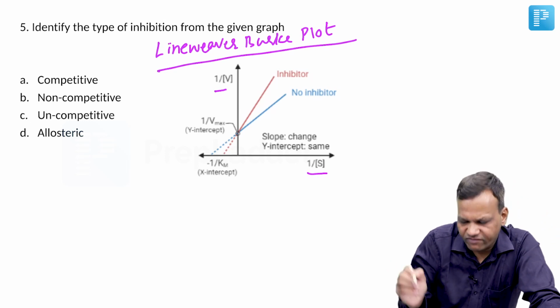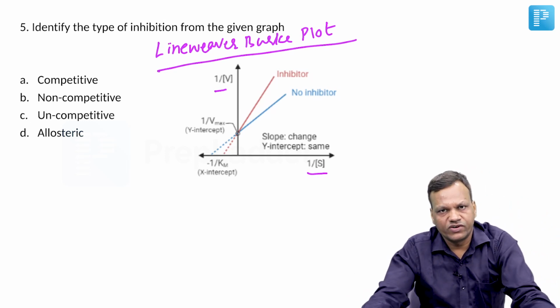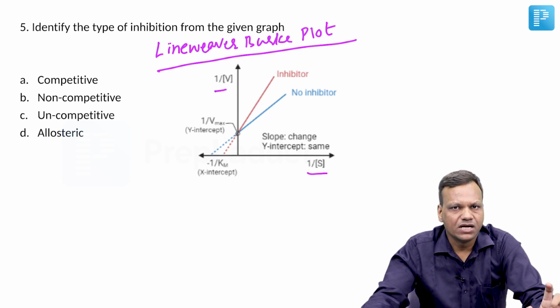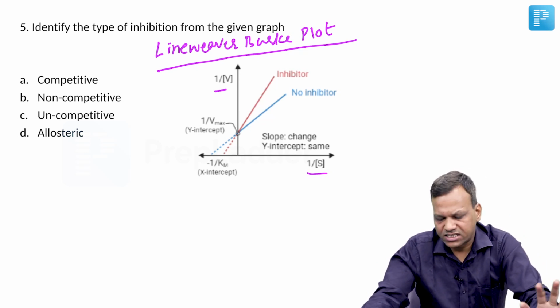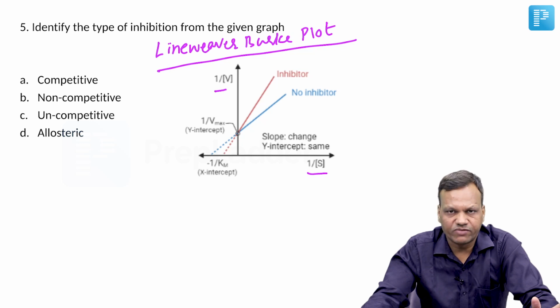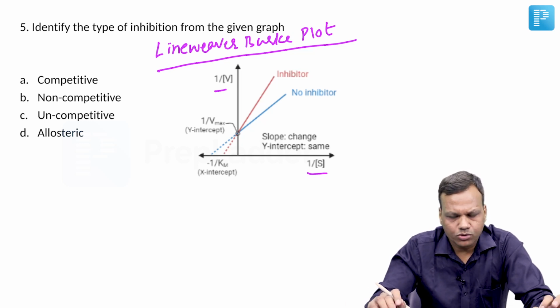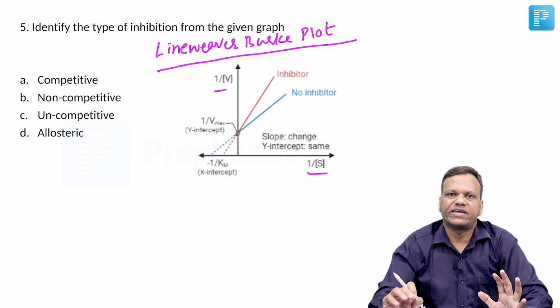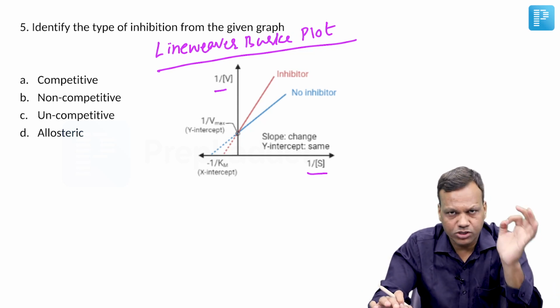Lineweaver-Burk plot. It is a graph between 1 by V, or we can say the double reciprocal plot. Double reciprocal means reciprocal of Vmax and reciprocal of substrate. So it's a graph between 1 by V and 1 by S. Now it is very easy from this graph to identify which type of enzyme inhibition it is. But I will tell you the basic thing.